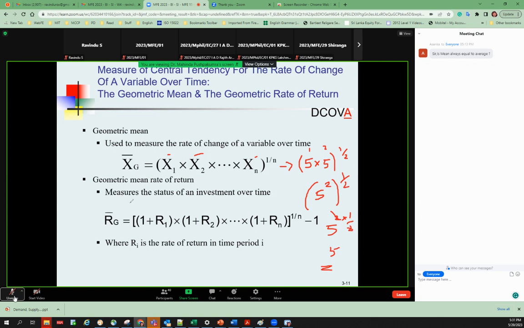Then we have another concept called the geometric mean rate of return. It measures the status of an investment over time. That means to calculate the average rate of return over time, the most appropriate measure is the geometric mean rate of return. Now this is the formula: 1 plus R1, where R1 is the rate of return in period 1, then period 2, up to period n.